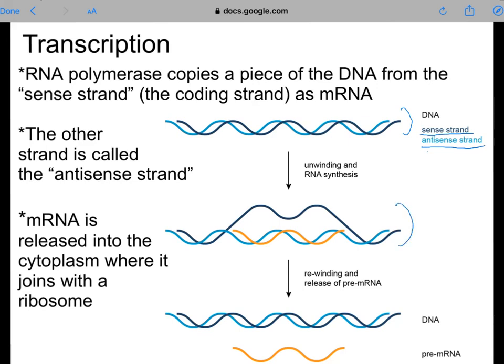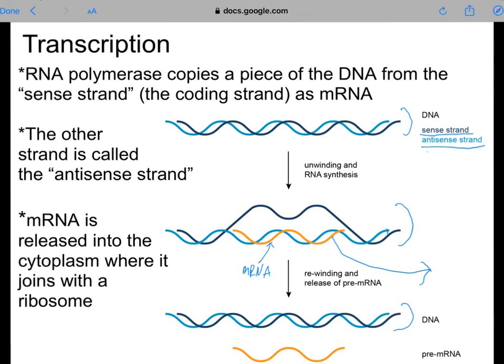So here we see the DNA unwinding and opening up. The DNA is the blue, wherever that gene is. Then this orange is the mRNA, which is being copied complementary to the sense strand. And then after that, the mRNA is going to detach and leave. The DNA comes back together.